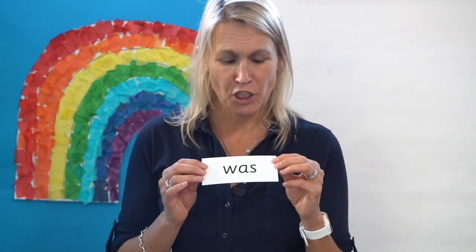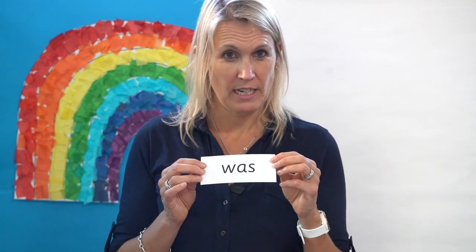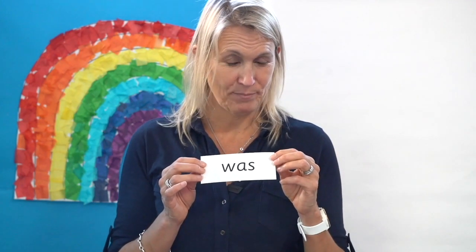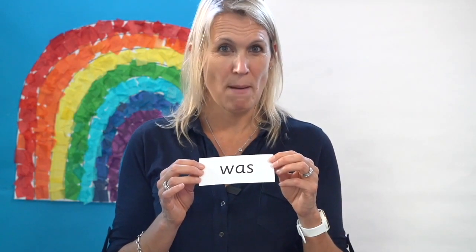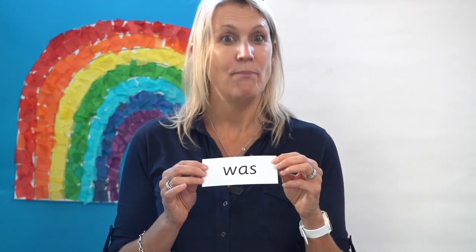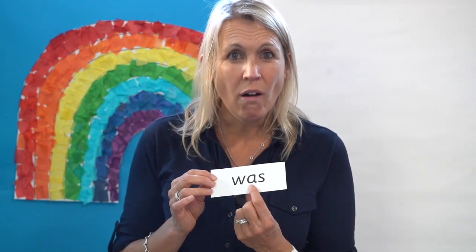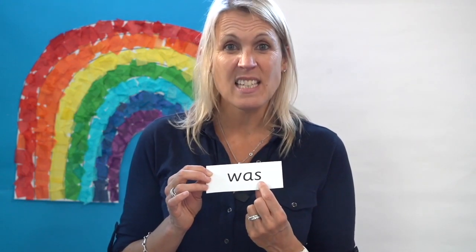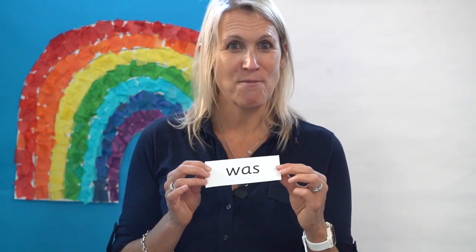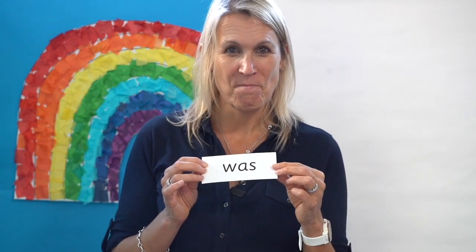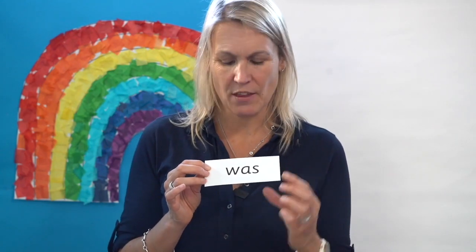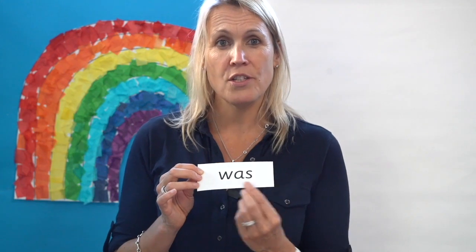Let's try another one. Have a look at this one. You know how to read this tricky word too. Can you remember the tricky bits? There's two. You're right, yes. This says O and this says Z. Can you read the word? Well done. Let's read it together. W, O, Z, was.